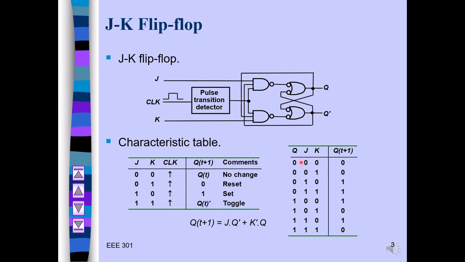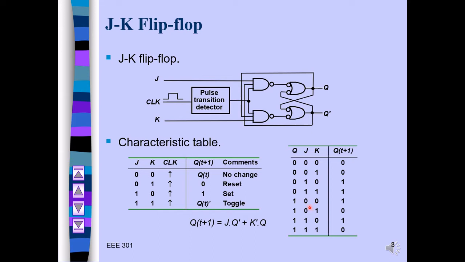For the first four situations, the present state is 0. What will happen in the next state? If JK is 0 0, no change, so previously it was 0 and it will be 0 in the next state. For 0 1, it is reset, so it resets to 0. Previously it was 0, and again it resets to 0. For 1 0, it is set. Whatever value you have in Q does not matter, it will be set to 1. For 1 1 it is toggle, so the previous value was 0 and the next value will be 1.